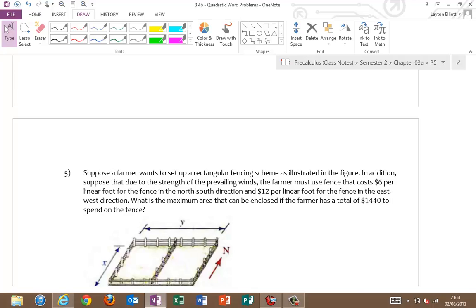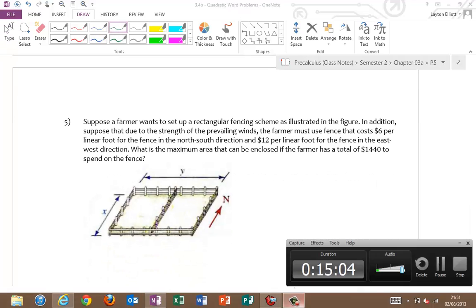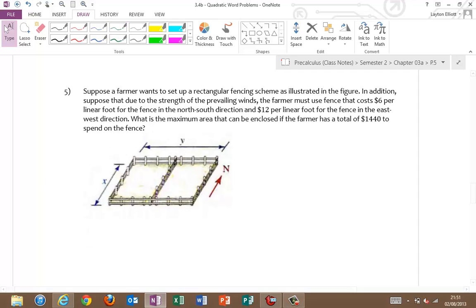Okay, next problem. Suppose a farmer wants to set up a rectangular fencing scheme. And in addition, suppose that because of the strength of prevailing winds, the farmer must use fence that costs $6 per foot in the north-south direction. So that would be these, $6 per foot, $6 per foot, and $12 per foot for the east-west direction. What's the maximum area that can be enclosed? The farmer has a total of $1,440 to spend on the fence.